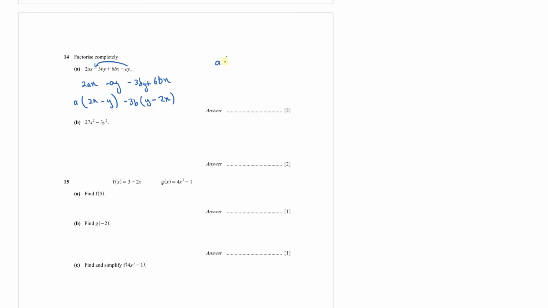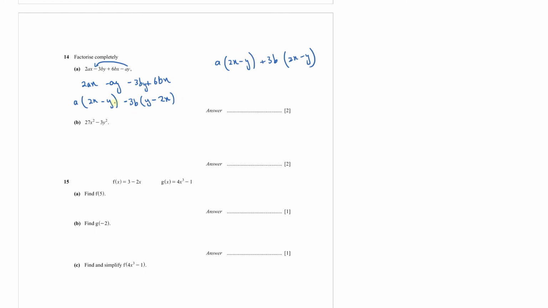So let's rewrite them, a into 2x minus y. And if I take plus 3b, this will become 2x minus y as well. Just to reconfirm, I can open this bracket. I will get 6bx, which is correct, plus 6bx, and I will get minus 3by minus 3by.